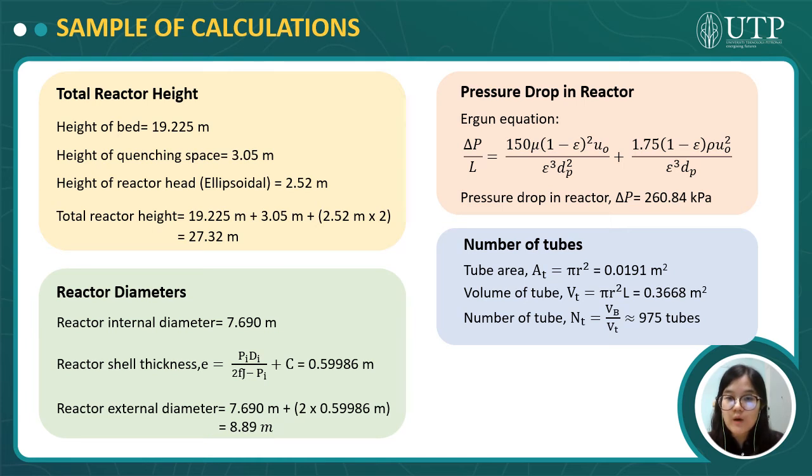At last, the cross-sectional area of the tube of the reactor is 0.0191 meters squared, while the volume of the tube is calculated to be 0.3668 meters cubed. By dividing both values, the number of tubes will be obtained, and therefore there are a total of 975 tubes in our hydro finishing reactor.